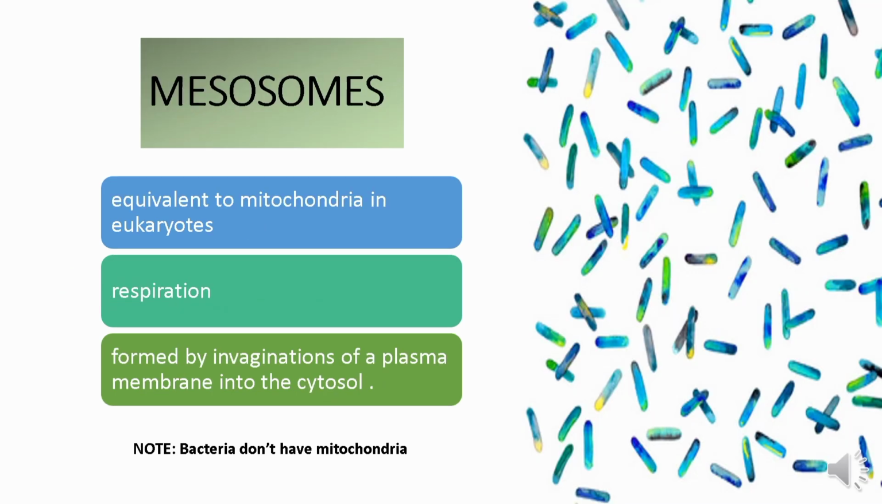They also have mesosomes. Mesosomes are equivalent to mitochondria in eukaryotes. Remember, bacteria doesn't have mitochondria, so it depends on these mesosomes for respiration. Mesosomes are formed by invaginations of a plasma membrane into the cytosol.